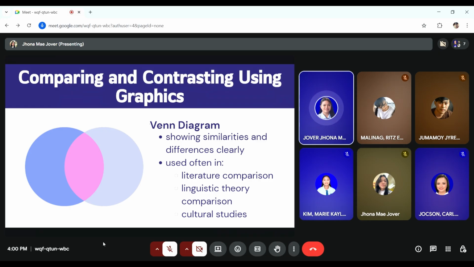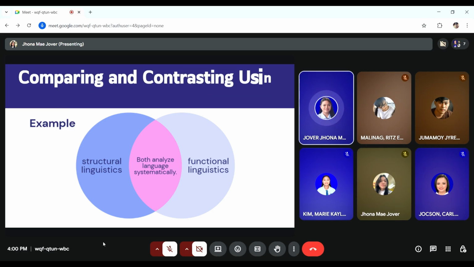First, we have here the Venn diagram, which shows similarities and differences clearly, and it is used to visually organize information to see the relationship between sets of items, such as commonalities and differences. It is used often in literature comparison, linguistic theory comparison, and cultural studies. It is used to compare two or more choices and clearly see what they have in common versus what might distinguish them. Let's have an example here.